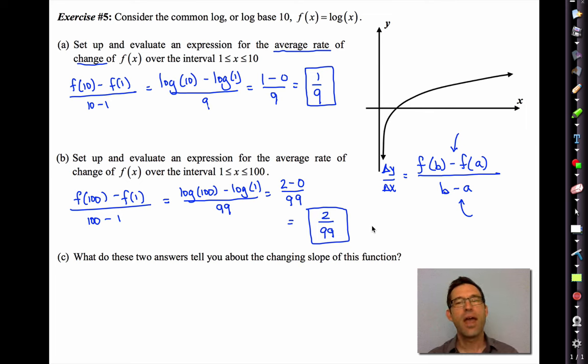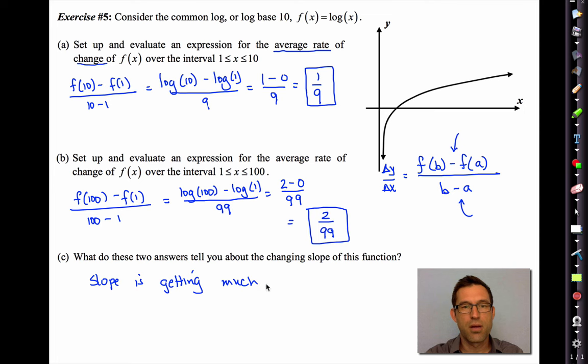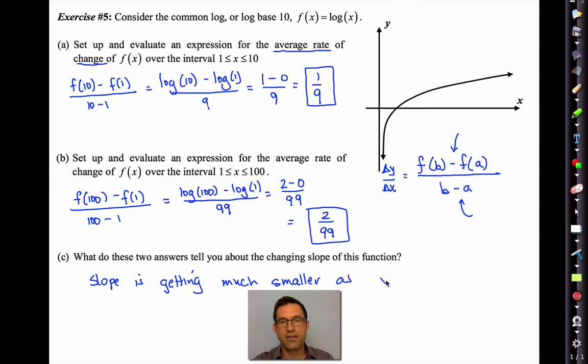All right? And that really gives us the interpretation in the last part of this problem. It says, what do these two answers tell you about the changing slope of this function? And it really tells us that the slope is getting much smaller as x gets larger. And again, you can definitely see that from the graph, right?